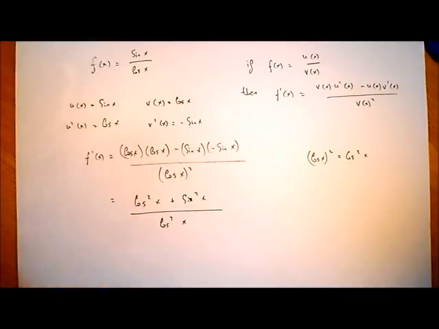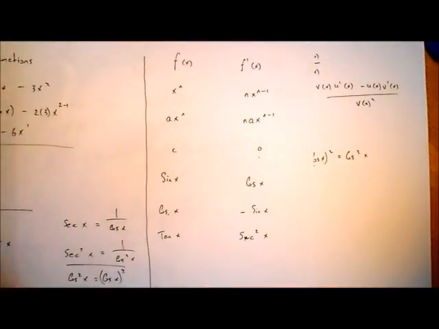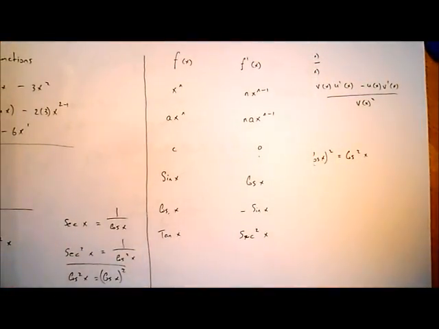So again, very straightforward. We use the quotient rule for this, which is over here, and then the rules to differentiate trigonometric functions that we have here. So now we have 1, 2, 3, 4, 5, 6 different rules.